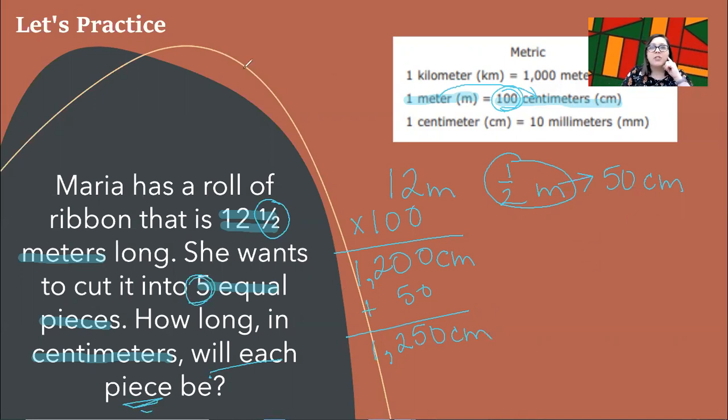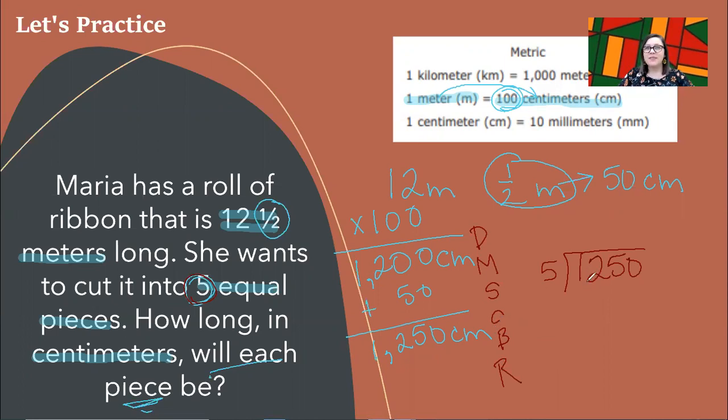So I now need to do what? I need to divide. Very good. So I'm going to take 1,250 centimeters and I'm going to divide it by 5 equal pieces. All right, let's do our division again. Here we go. I tell you what, why don't you pause the video here and you try to divide this on your own and then come back and see if your division matches mine, okay? Go ahead and pause.